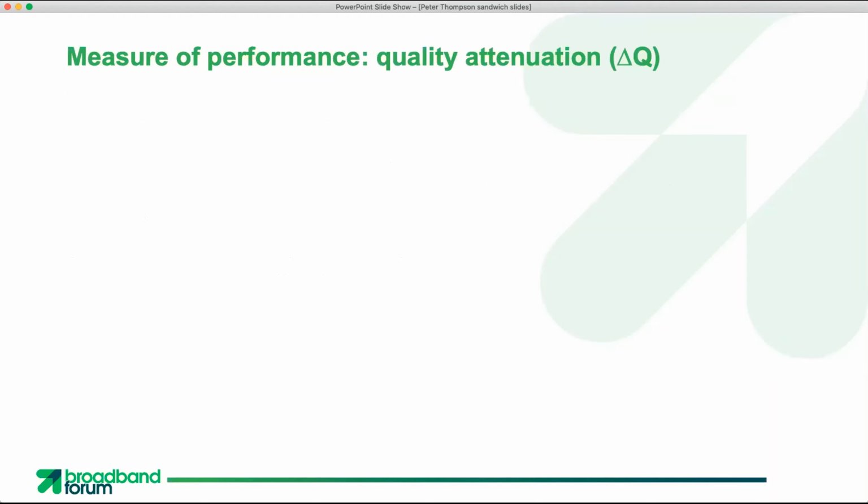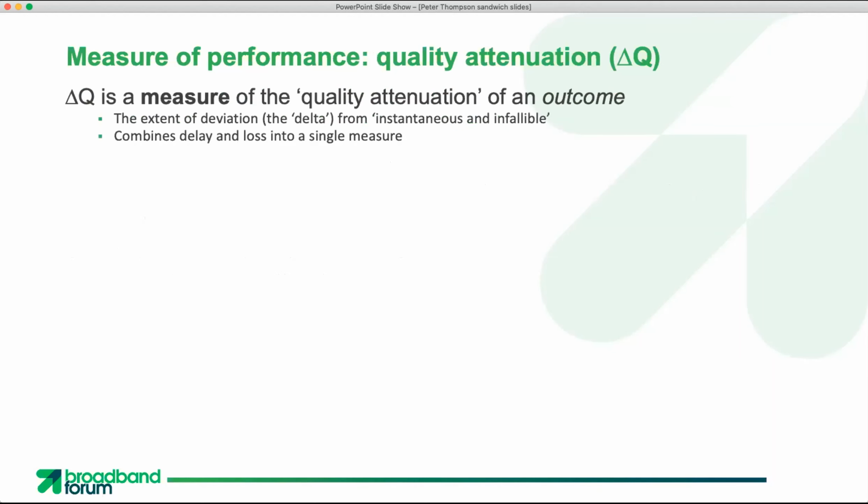So the measure of performance is delta Q. It's the extent of how far away we are from instantaneous and infallible. And so we're combining delay and loss or failure into a single measure. We're treating them together. And intuitively, this makes sense because in almost all cases, there comes a point where too much delay is as good as failure. If you have to wait too long for something, it might as well never happen. So blending the two things into a single measure actually makes life a lot easier in some ways.